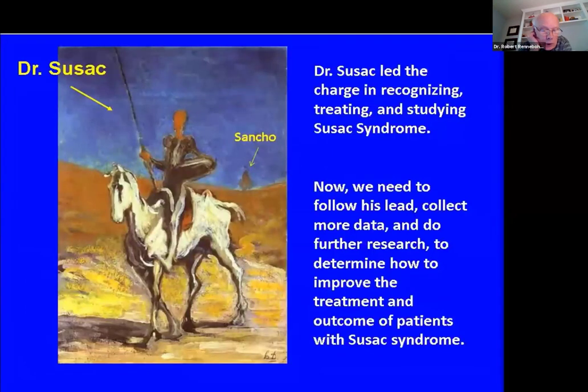I would like to close with a tribute to John Susac. This is a Daumier painting of Don Quixote. John was a real Quixote who undauntedly led the charge in understanding and treating Susac syndrome. While historically the rest of the medical profession, particularly the health insurance companies, have been pretty much like Sancho, a little slow to develop awareness and concern about this disease. So inspired by Dr. Susac, we should do all we can to help patients with Susac syndrome.